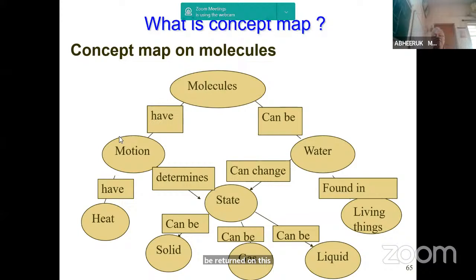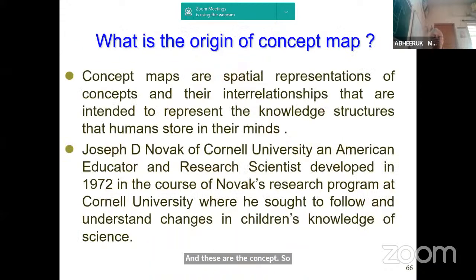So you can see that here some propositions are there. Molecules have motion. Molecules can be water. Water found in living things. Water can change state. Can you see? These are all propositions. So one by one, this way we do. All the connecting words should be written on the line. What I have done is not correct. So this should be written here on the line, and these are the concepts. So this way you have to do. Now, actually there is a history of how this concept map came.